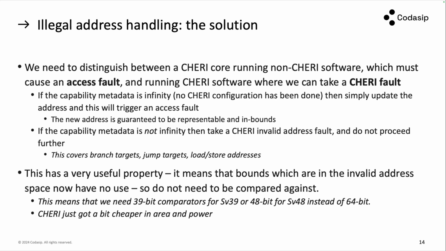which means that there's now no advantage in having bounds in the invalid space at all, because you can never successfully dereference, which means that we can make the comparators smaller. So for when we're doing bounds checks, for SV39, we only need 39-bit comparators, whereas previously you needed full 64-bit comparators. And if you're issuing multiple loads and stores in parallel, that's quite a big saving. That was months of work, summarized in 2 minutes.